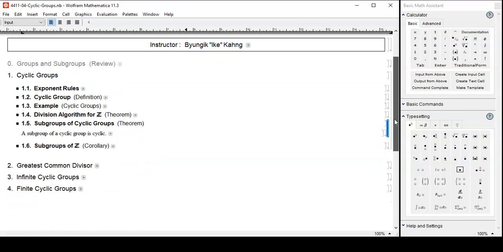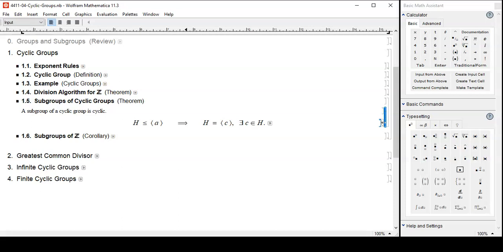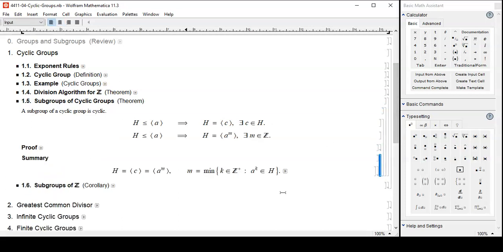Please recall the main theorem of this lesson, theorem 1.5: a subgroup of a cyclic group is cyclic. And here's a summary version. Let a be the generator of the starting cyclic group. And how do you find the generator of an arbitrary subgroup H? Like this: the smallest positive integer m such that a to this power belongs to that target subgroup H.